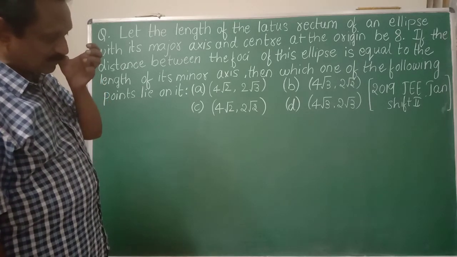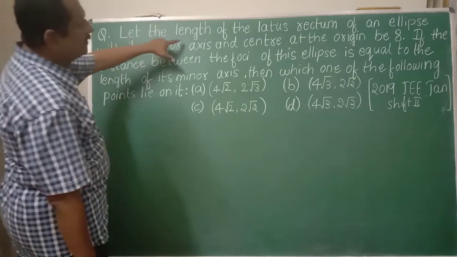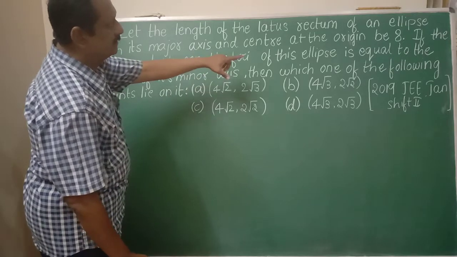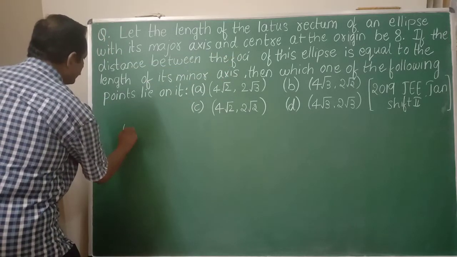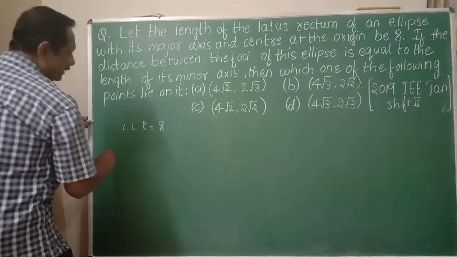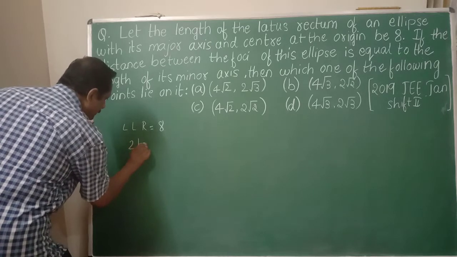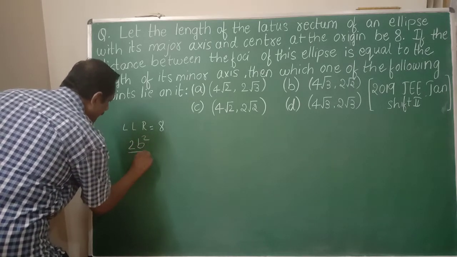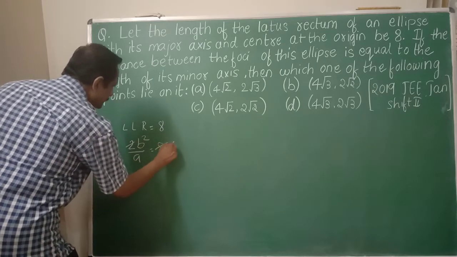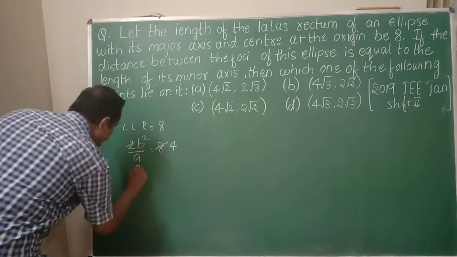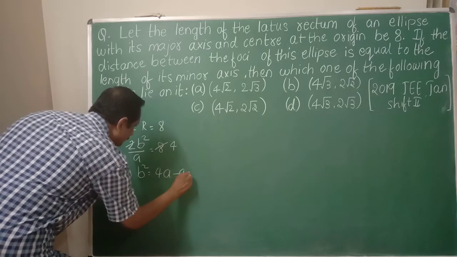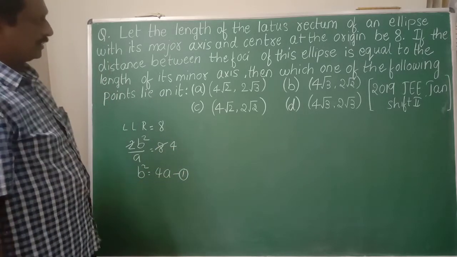So in this case, the length of the latus rectum of an ellipse with the major axis and center at the origin is 8. According to the formula, 2b² divided by a is equal to 8. The 2 and 4 cancel. Take a to that side, so b² is equal to 4a. Take this as equation number 1: b² = 4a.